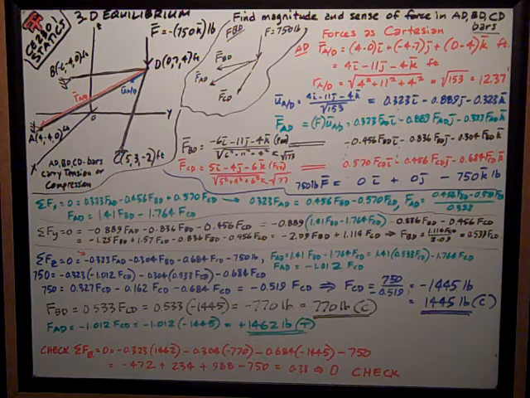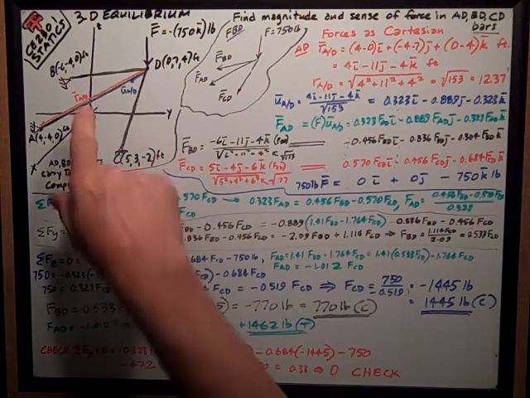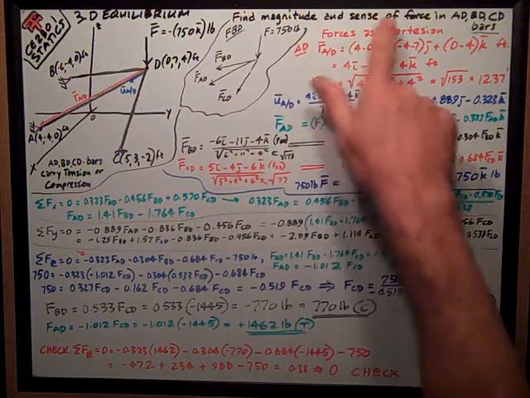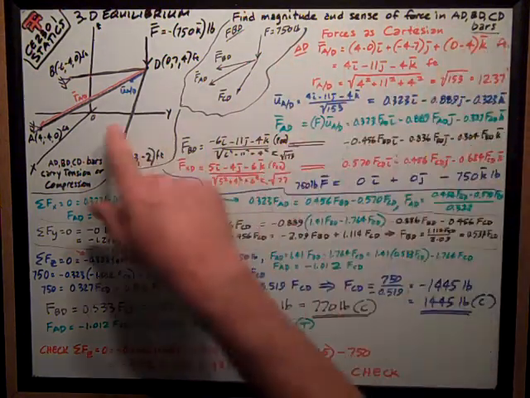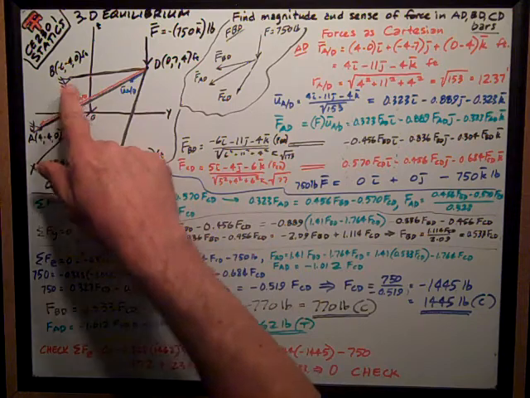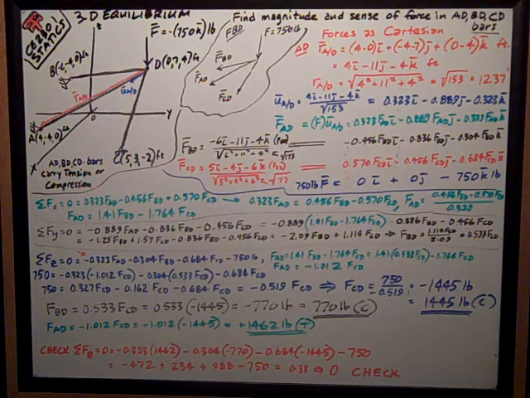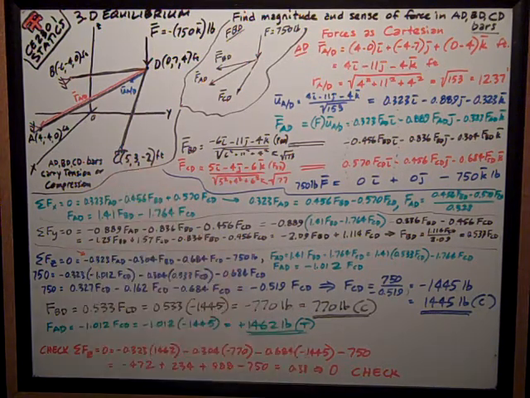We've got an interesting 3D equilibrium problem involving three bars instead of cables. And so we're trying to find the magnitude and the sense of the force in each one of those three bars, AD, BD, and CD. Because they're bars, they can carry tension or compression, which just adds another element of interest to this problem. Other than that, it's kind of like a cable problem.